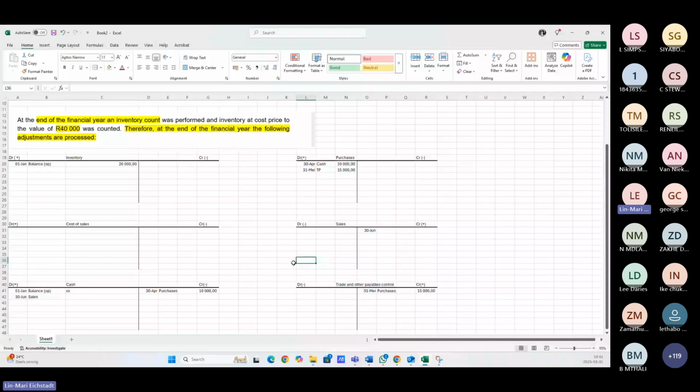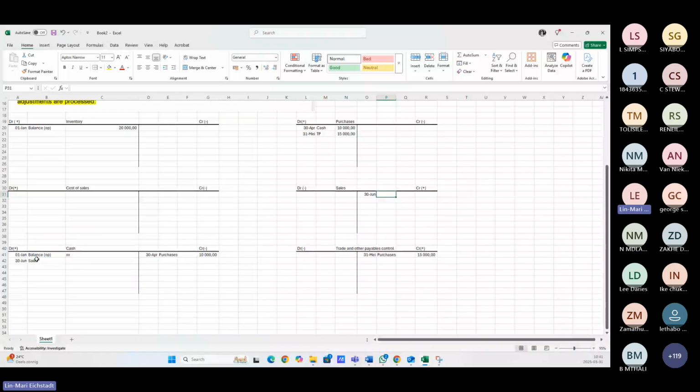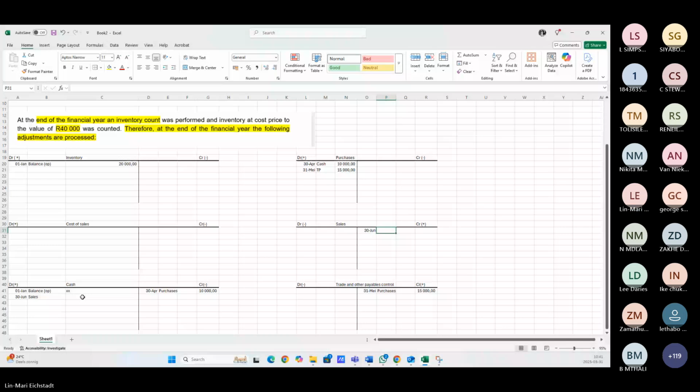Okay. So if we go where we left off, number 4, which is inventory of 22,000, was sold by the business on the 30th of June, right? For cash, our cash increased with sales on the 30th of June with 22,000 Rand. So this would be our one entry, making our cash more, and we would also increase our sales with our contra account of cash. And this amount is also 22,000.